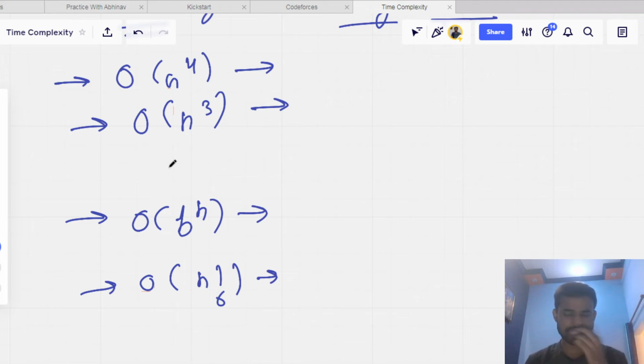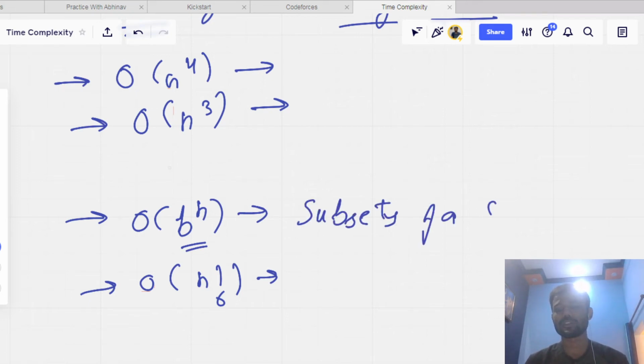The example of this is if you have to find subsets of a set. When you find the subsets of a set, you can search for how to find a subset of a set in a C++ program or Java program. You can see that the time complexity is b to the power n.